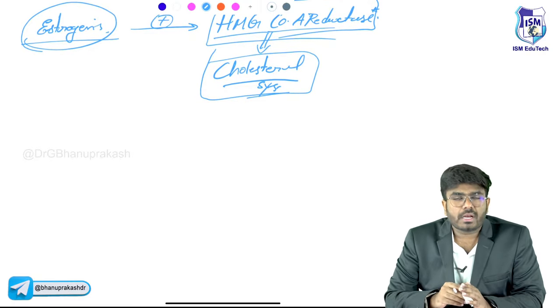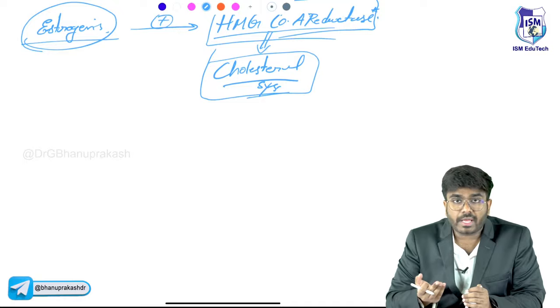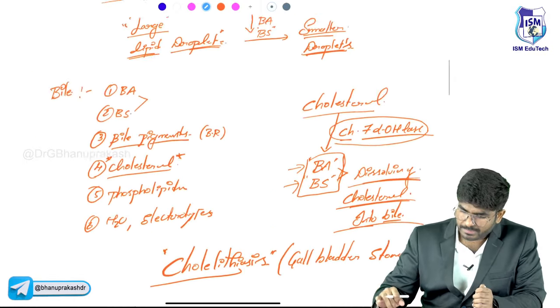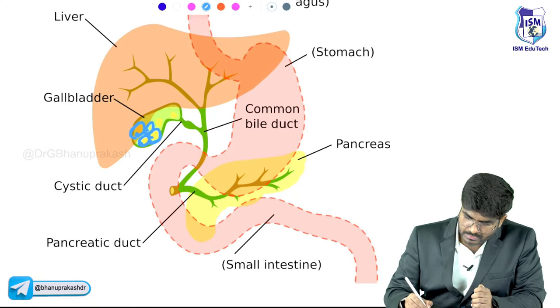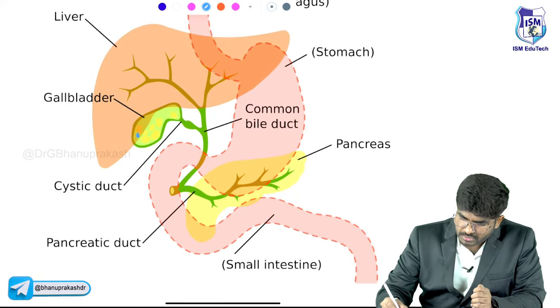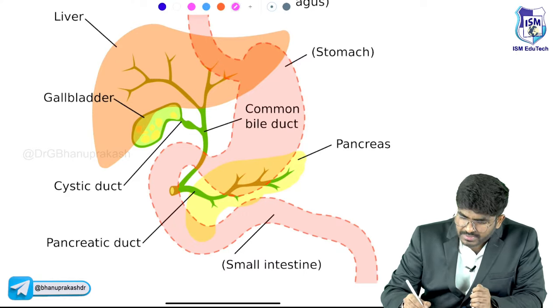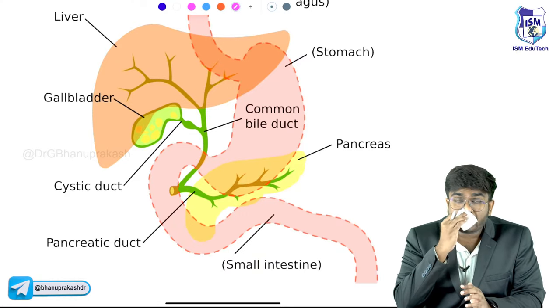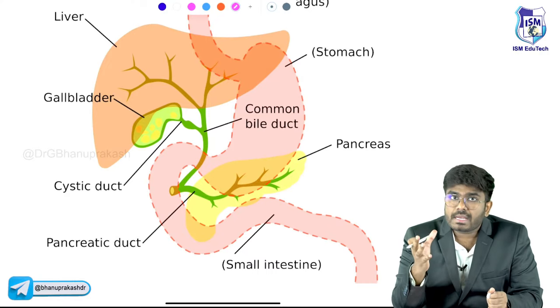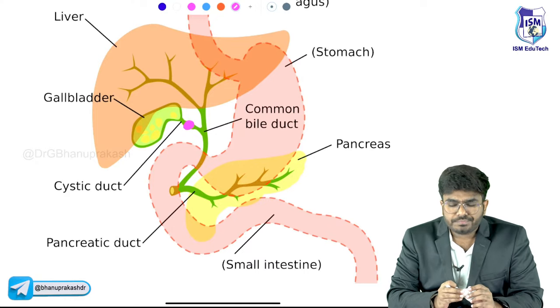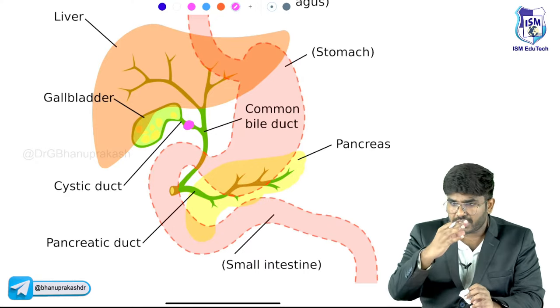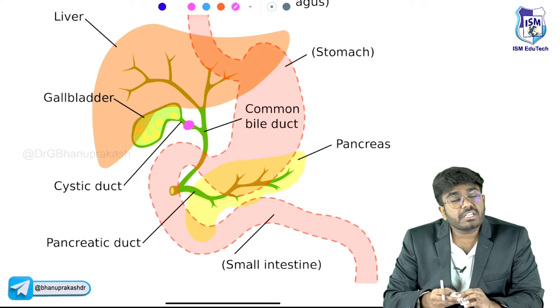Now, what happens if there are gallstones? Look here, just look at the biliary tree. This is cholesterol, but if there is a gallstone, what will those gallstones do? Occasionally, when the gallbladder is contracting, there is a chance that these gallstones will come and block the cystic duct. That's the cystic duct, which is taking the bile toward the duodenum. So, that cystic duct got blocked. Now there is going to be an obstruction in the biliary pathway.